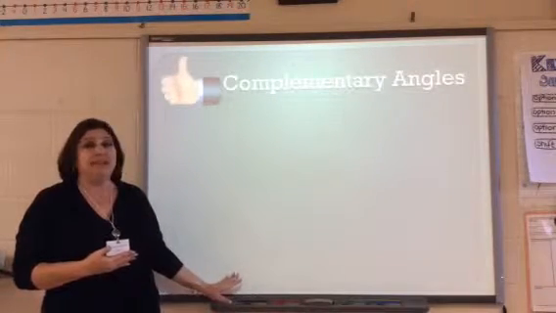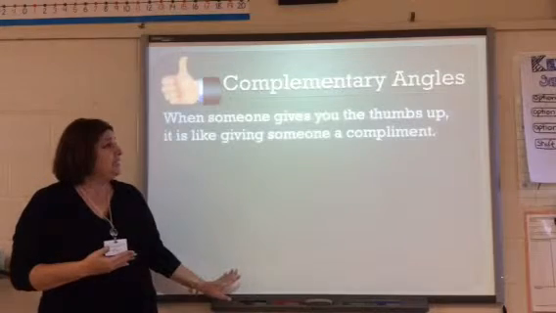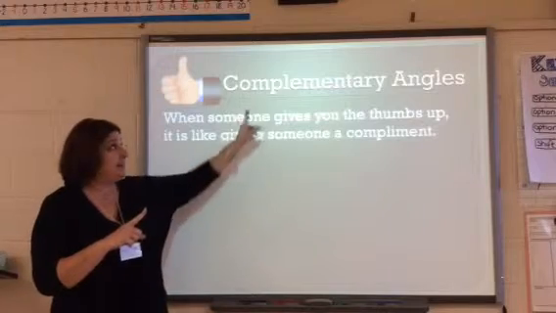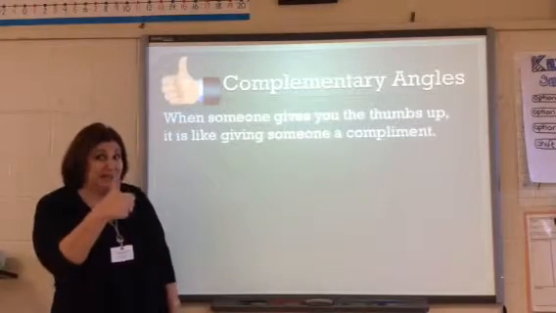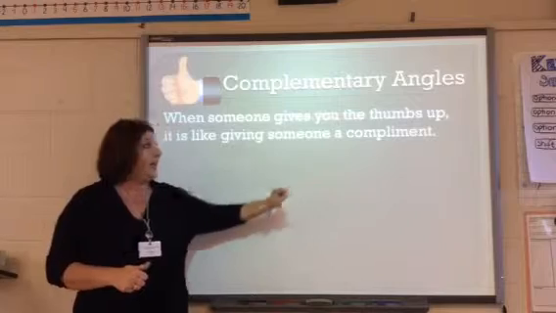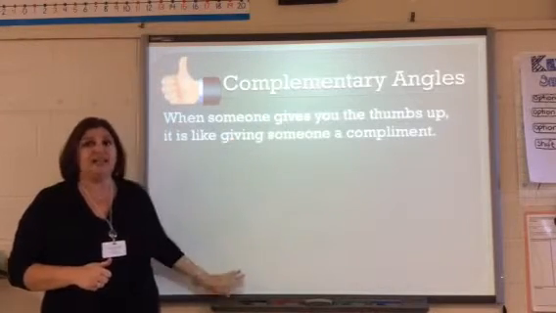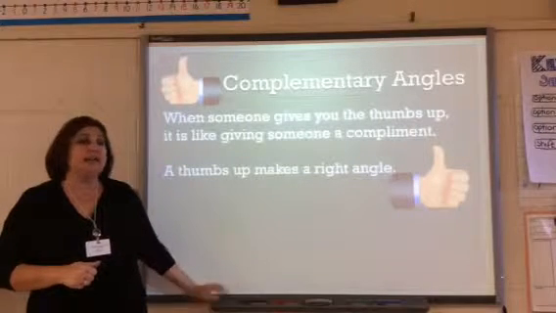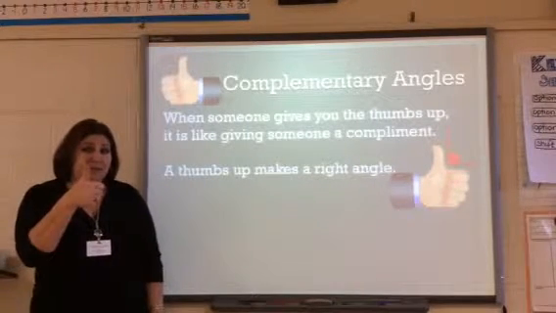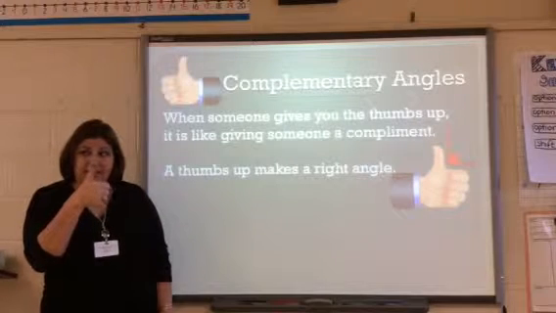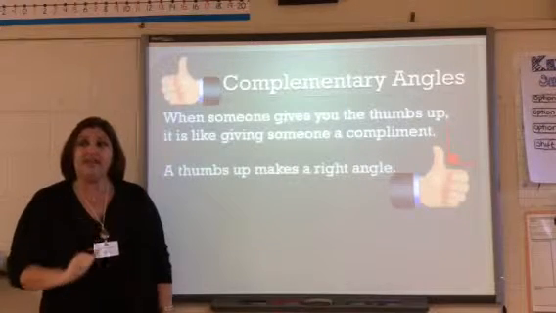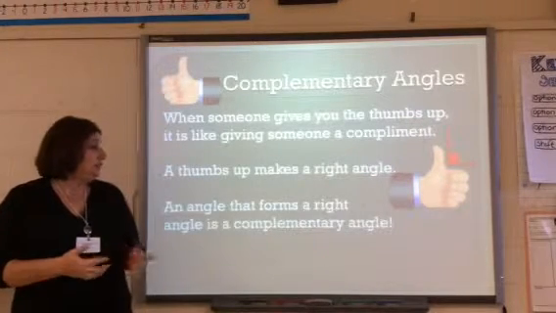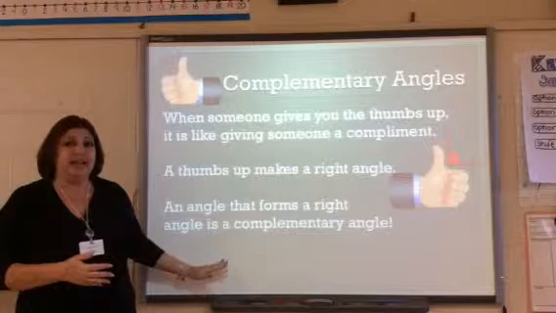Let's talk about complementary angles. When someone gives you the thumbs up, it's like giving somebody a compliment. Do notice that they're spelled differently. Compliment, thumbs up, is spelled with an I. The angles we're talking about are spelled with an E. But a thumbs up makes a right angle. So we're going to remember that a complement is a right angle. Complementary angles will sum to 90 degrees. An angle that forms a right angle is a complementary angle.